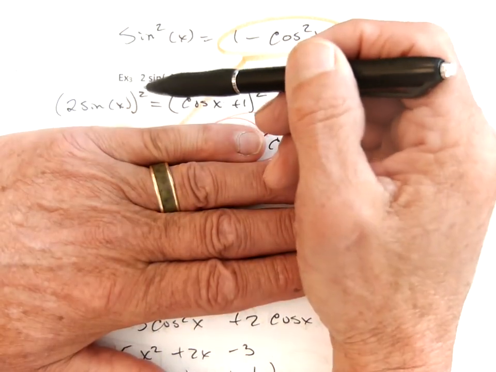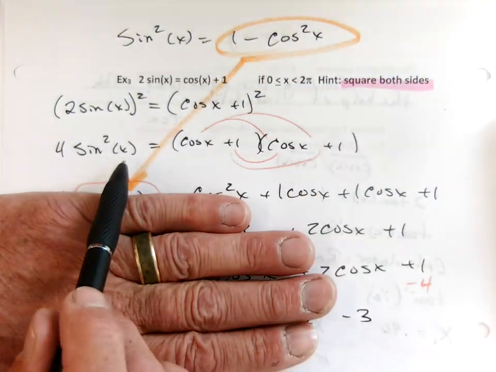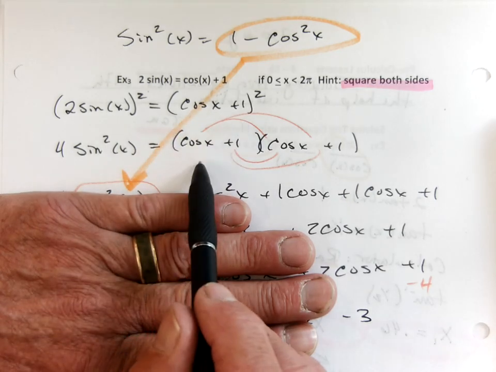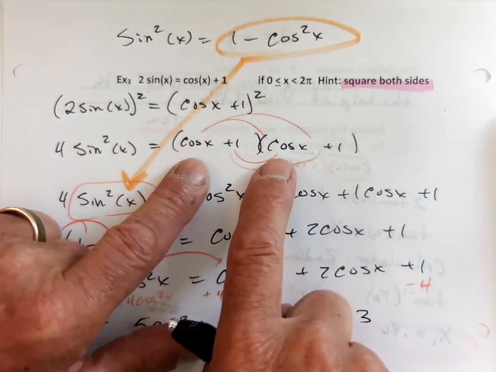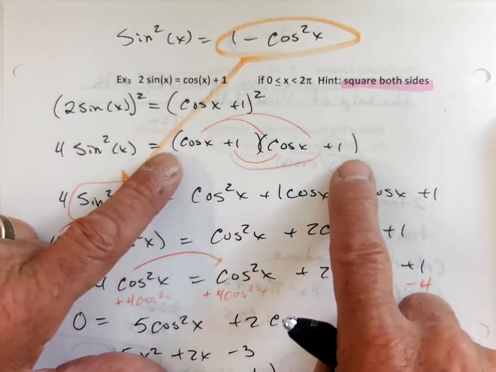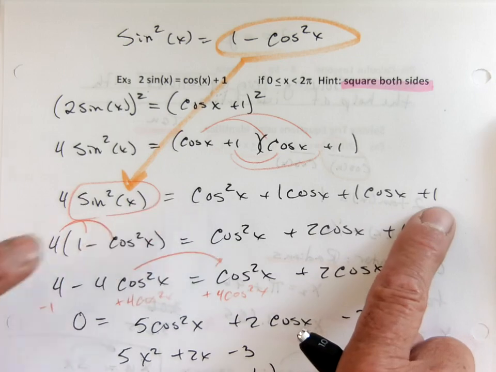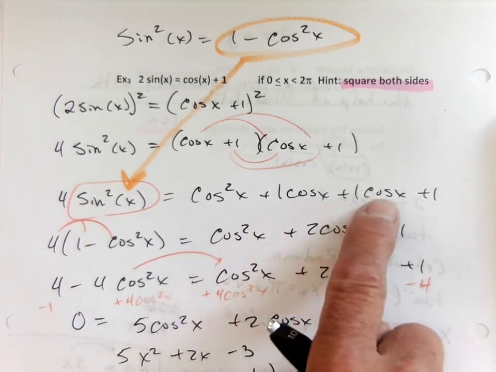This becomes then a 4 sine squared of x. To square this, I have to write it twice, because it's self-squared, and I had to FOIL. Cosine squared, plus 1 cosine, plus another 1 cosine, plus 1. Combine these two, and I got a 2 cosine of x.